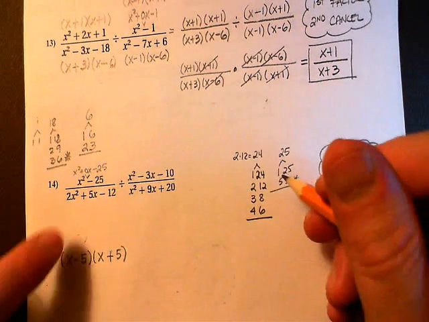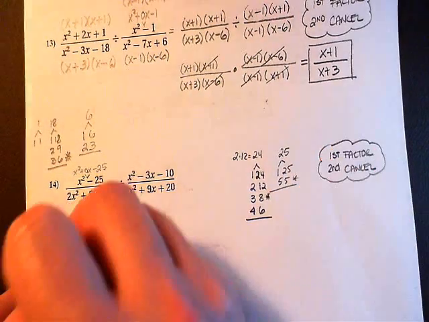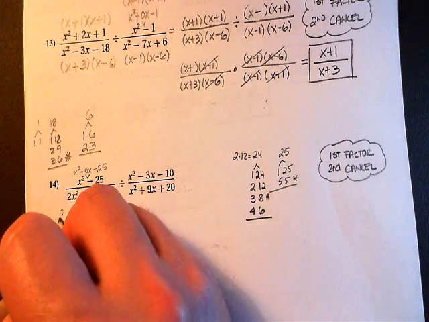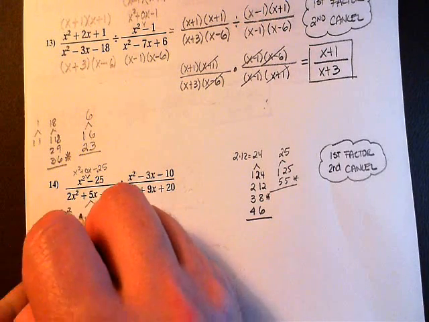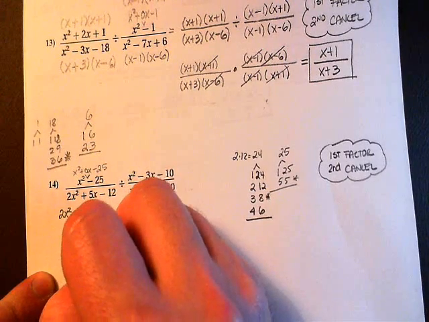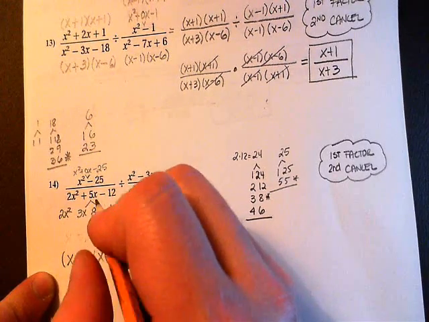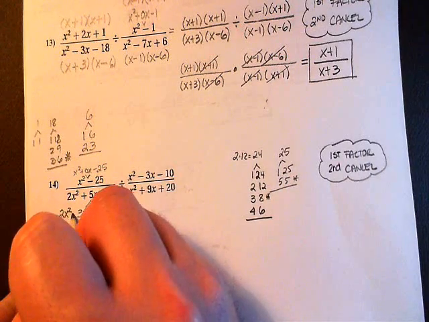And I'm looking for a number that will give me a 5. That number is 3 and 8. So, what do I do? I copy the first term, change this to 3x and 8x, and I copy the last term, which is negative 12. So that means 8 is going to be positive, and the 3 is going to be negative.